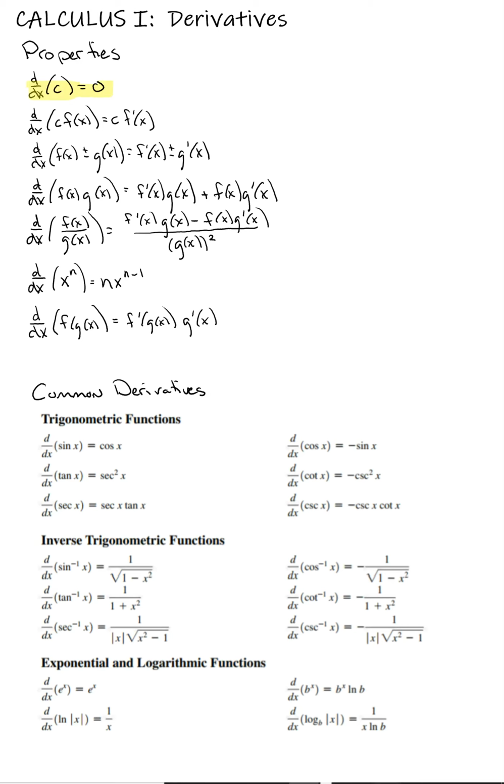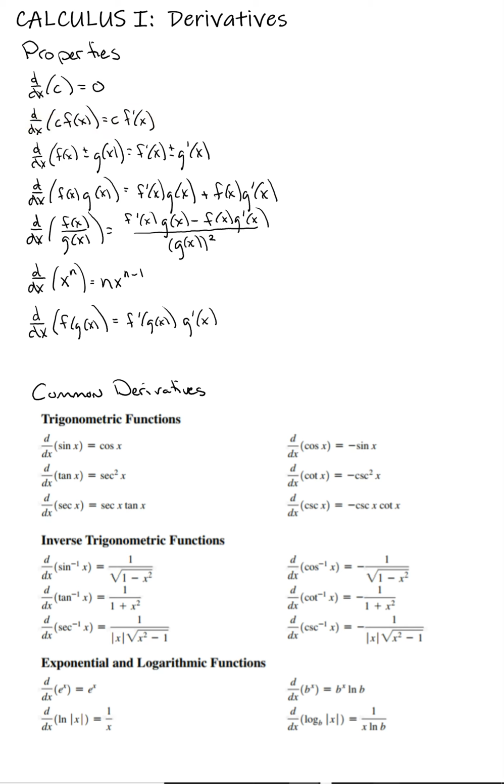0. That's pretty easy to remember. Now, if you take the derivative of a constant times some other function, then you simply take the derivative of the function, multiply that by the constant. So it's sort of like factoring out that constant.